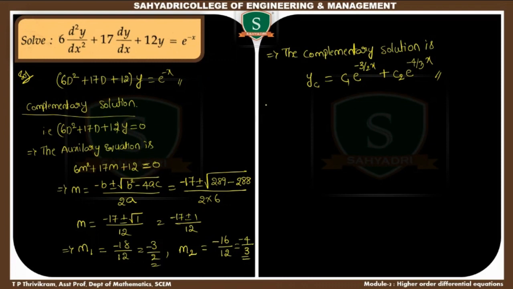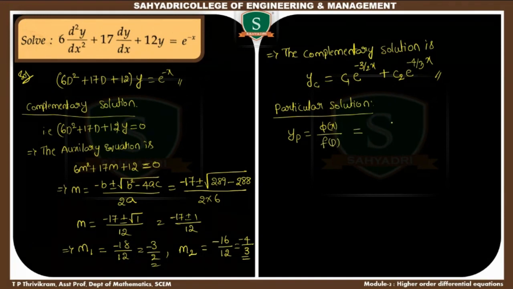Now you need to find the particular integral. The particular solution is nothing but yp, which is phi of x divided by f of D. So what is phi of x? The right hand side, e power minus x, divided by 6D square plus 17D plus 12.